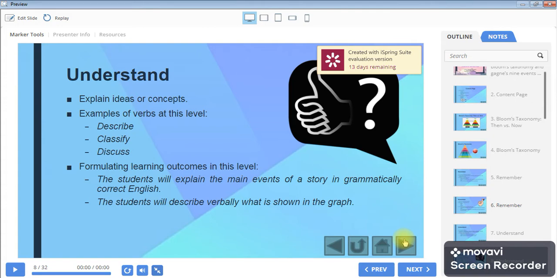Next, understand is about explaining the ideas or concepts. Examples of verbs at this level are describe, classify, and discuss. So how are we going to formulate learning outcomes in this level? The students will explain the main events of the story in grammatically correct English, and also the students will describe verbally what is shown in the graph. You will have the audience, the students, the verb, describe and explain, which is the behavior, and also the extent.